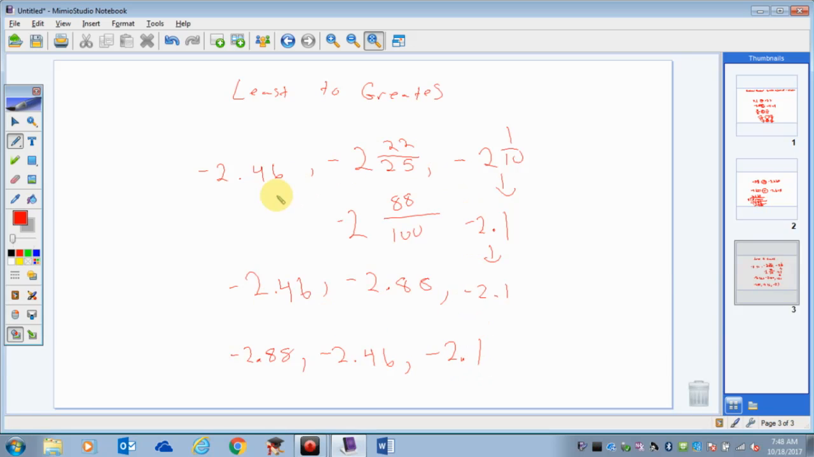But I have to go back to the original way they were written, so negative 2.88 was negative 2 and 22 25ths. And then negative 2.46 was already written as a decimal. And then negative 2 and 1/10 was written as a fraction. Negative 2 and 1/10.